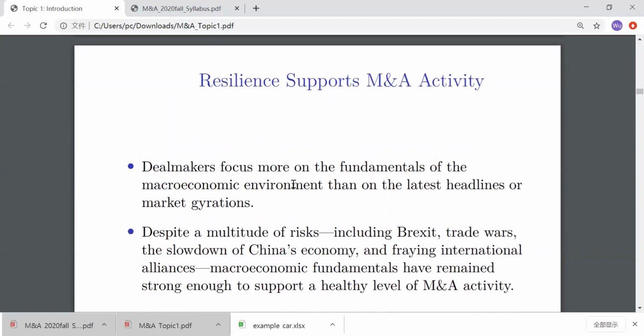And also resilience supports M&A activity. So the idea is that there have been many changes in the global political environment, for example, Brexit, trade wars, and slowdown of China's economy, and also foreign international alliances. But these kinds of things don't prevent M&A activity from booming. So that's the idea.